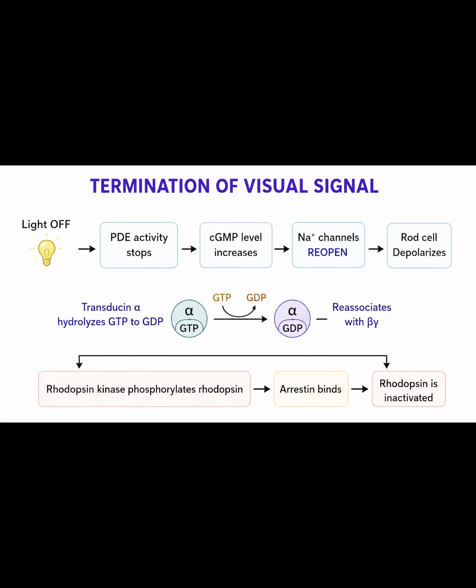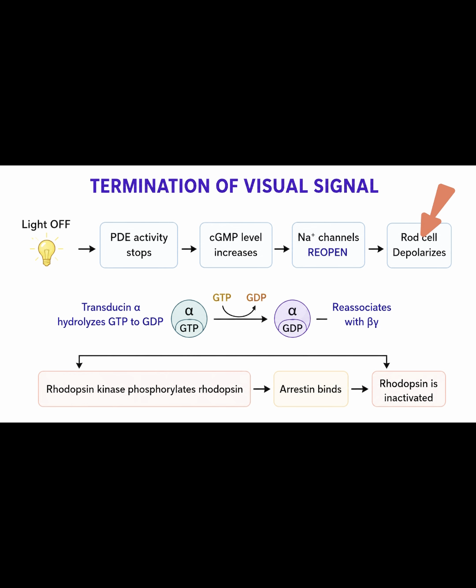Next is the termination of the visual signal. Following photoexcitation of rods, the photosensory system is shut off to stop visual signal generation. The T-alpha subunit hydrolyzes GTP to GDP, and T-alpha reassociates with the beta and gamma subunits. The inhibitory unit of phosphodiesterase is released and associates with phosphodiesterase to cause its inhibition. Inhibition of phosphodiesterase leads to higher cGMP concentration, opening of the sodium ion-gated channels and reversal of stimulation of the rod cells.